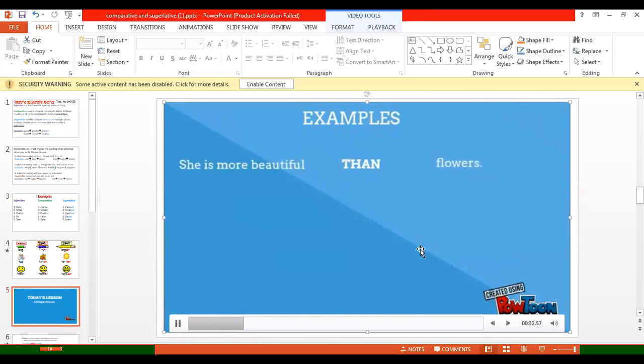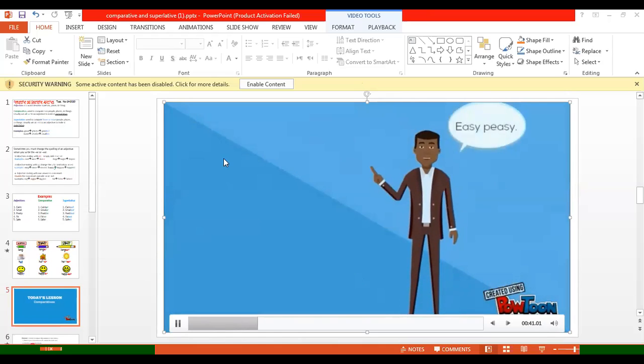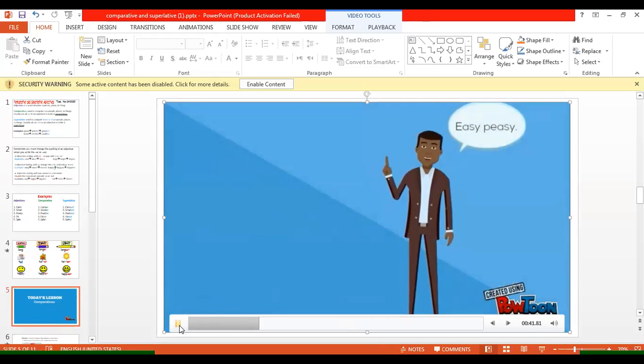She is more beautiful than flowers. Going to the beach is better than going to the mountain. I prefer soda than orange juice. See? Easy peasy. When comparing two things, we use the word than. Two things. We use than. Easy peasy. Let's start now.